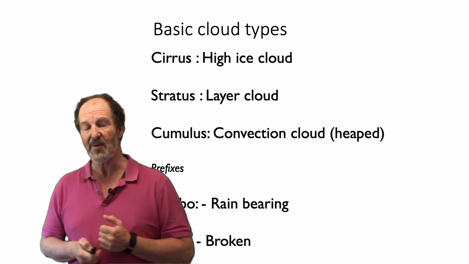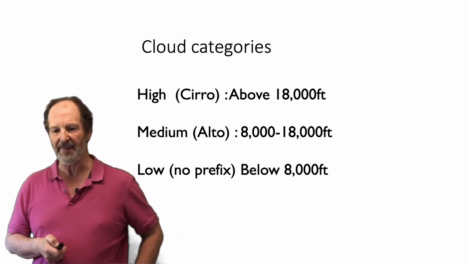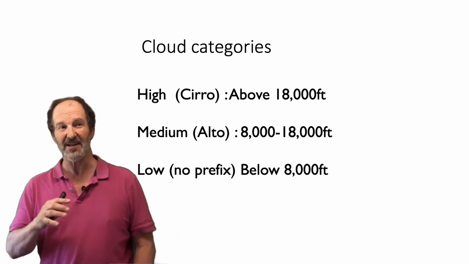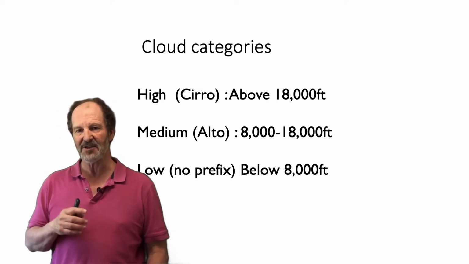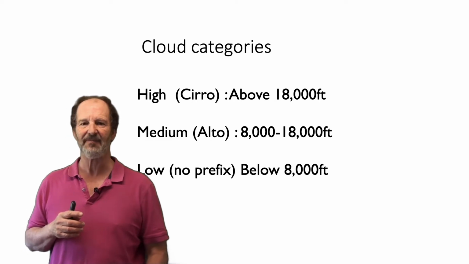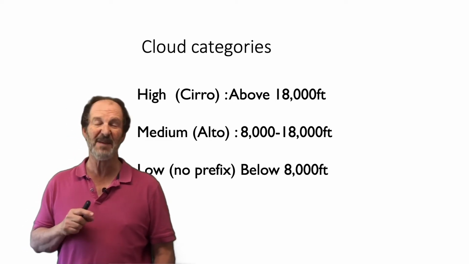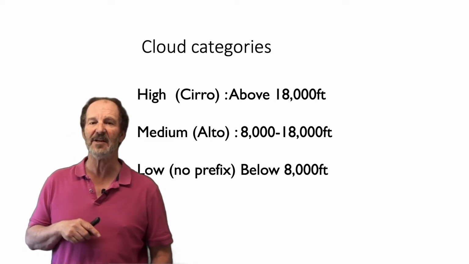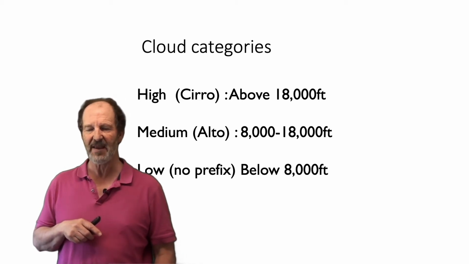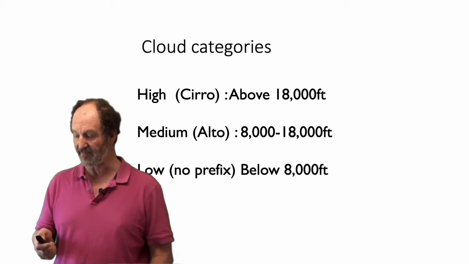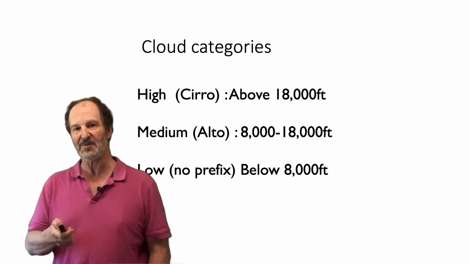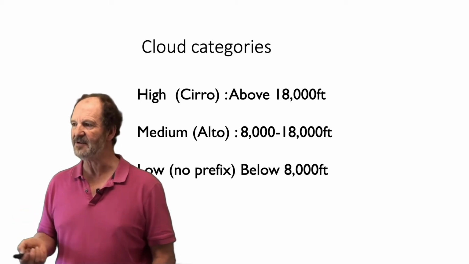Okay, and then we have categories depending on where they are in the sky. So cirro, slightly different word to cirrus, but the same sort of area: these are clouds above 18,000 feet. Alto are mid-level clouds, so they're above 8,000 feet but below 18,000 feet. And if they're low clouds, below 8,000 feet, there's no prefix to them. Or there are sometimes prefixes, but not to do with altitude.